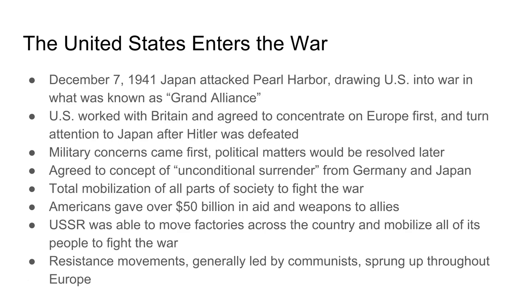After these agreements are made and the United States enters the war, you see these countries go into total mobilization. All parts of society are mobilized to fight this war. It is total war again on an even more massive scale. And it turns out that the United States over the course of the war gives over $50 billion in aid and weapons to its allies in Britain and the Soviet Union.